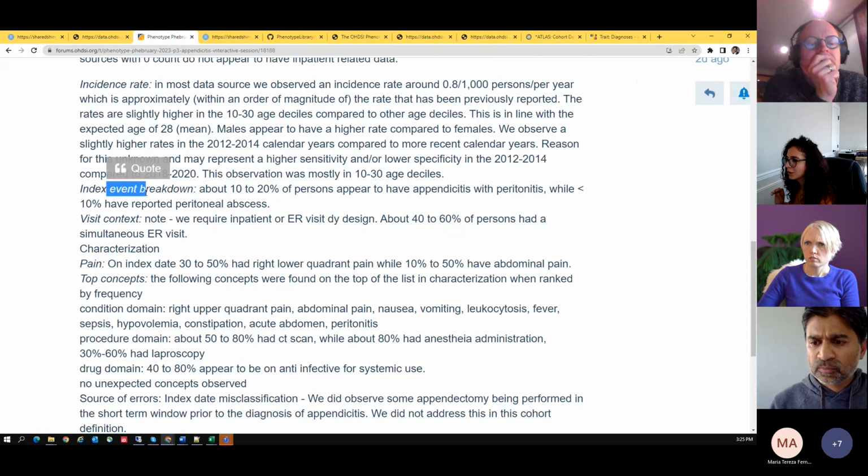The next thing that I observed was, hold on, the index. Any comment on the incidence rate? Can you go back, Gowtham, to the incidence rate?